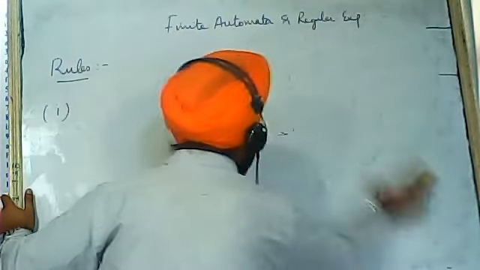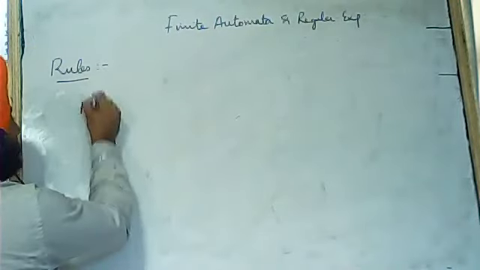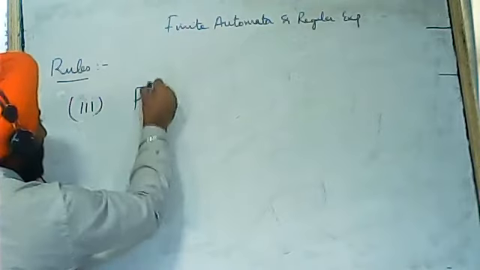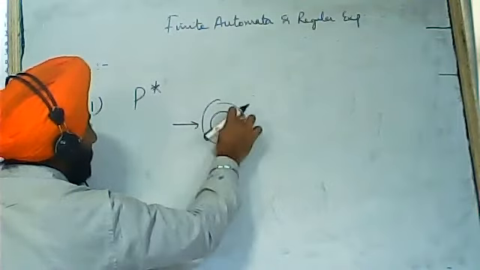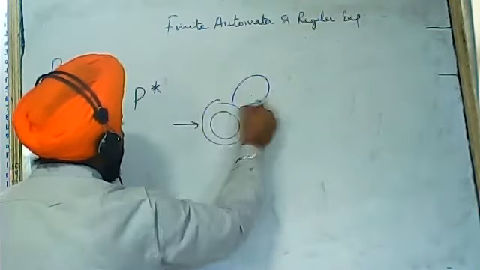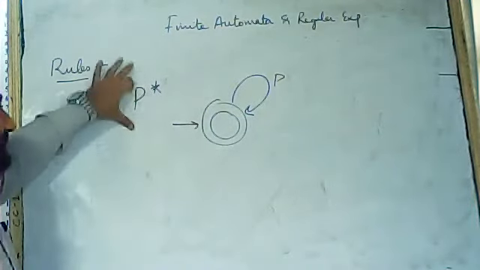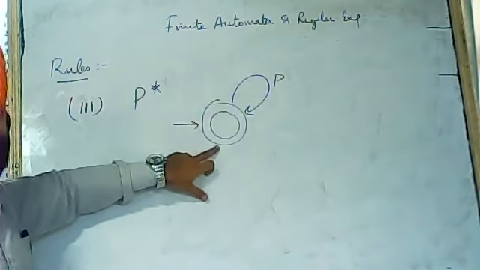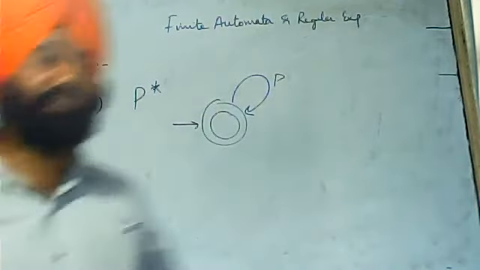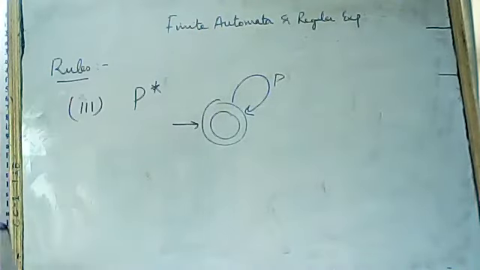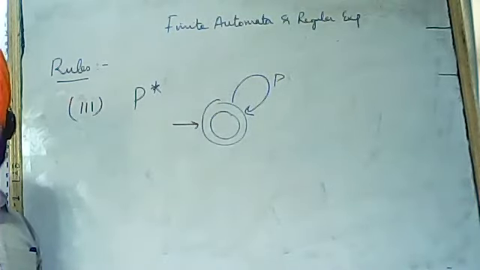P star. The third rule is for iteration, that is P star. For this, the initial and final state will be a single state with the edge P. P star means initial and final with the edge P. So these are the three rules which we are going to apply under this concept: finite automata and regular expression, right?